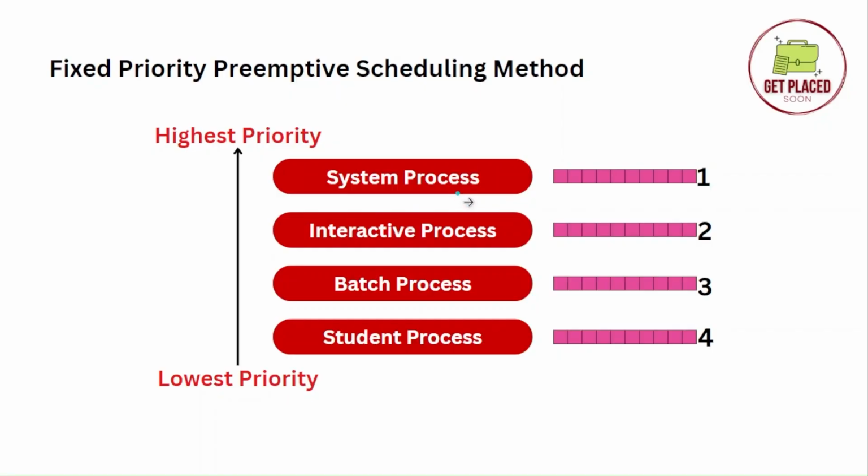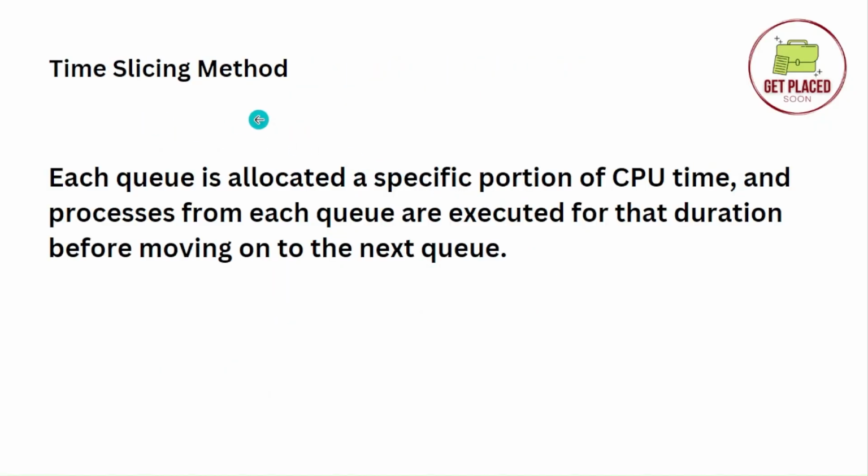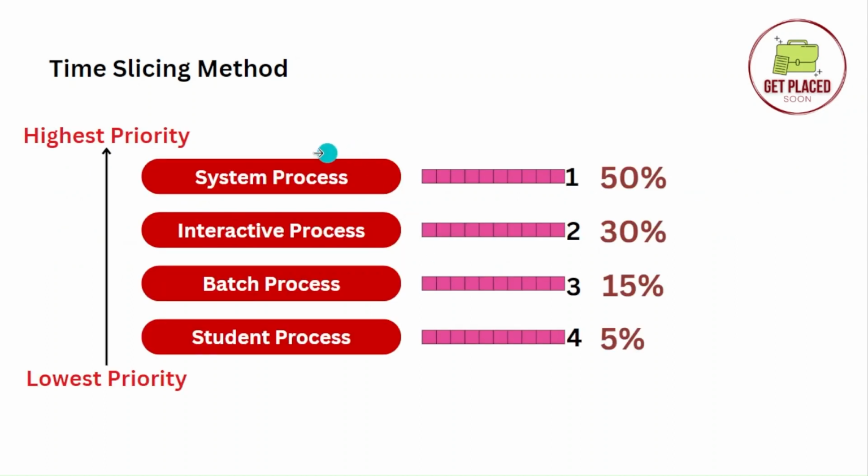Now moving ahead, we have the time slicing method. Time slicing method means each queue is allocated a specific portion of CPU time by default. And the processes from each queue are executed before moving to the next queue. For example, here in the example we have discussed earlier, we have 4 queues. So, this is having the highest priority and this is having the lowest priority.